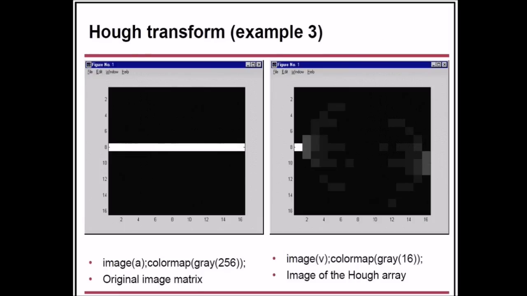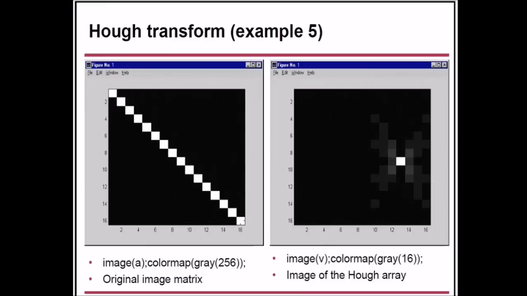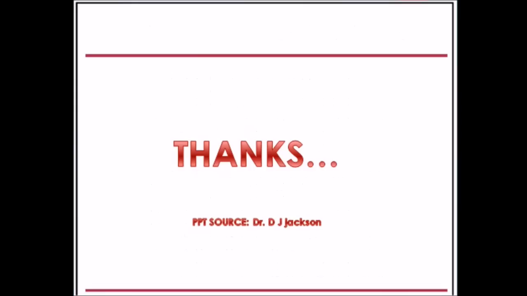Again, this is another image and this is its Hough transform, and this is the original image. Again, a Hough transform of the original image. So this is the Hough transform of the image. It helps in edge linking and boundary detection. Thank you.